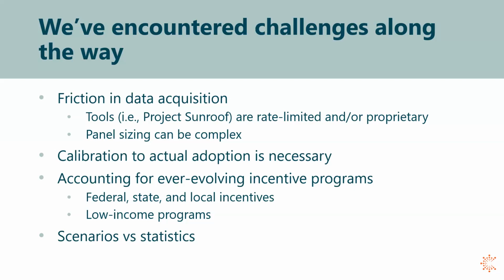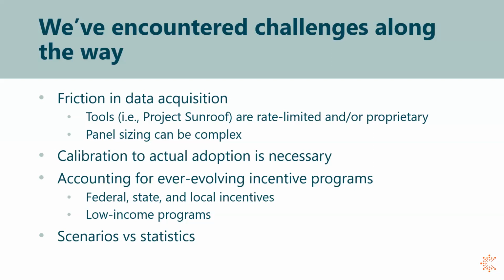A couple of places where I've faced some tough questions as well: calibration to actual adoption, using a diffusion forecast like dGen. I've been challenged in the sense that that may or may not look like what the utility is experiencing on the ground today. So it's important to take that into consideration, what's actually happening, and calibrate your forecasts accordingly. And then the ever-evolving incentive programs are something that we have to grapple with as well.